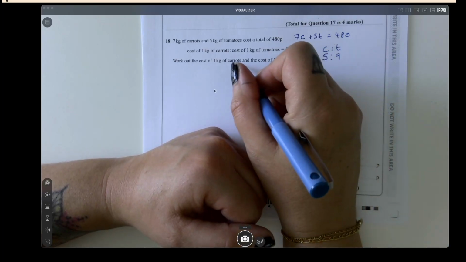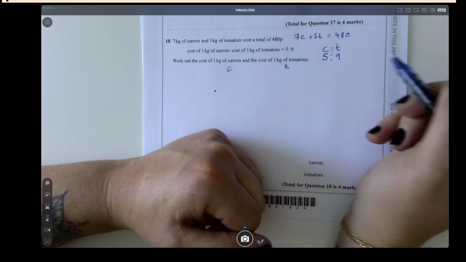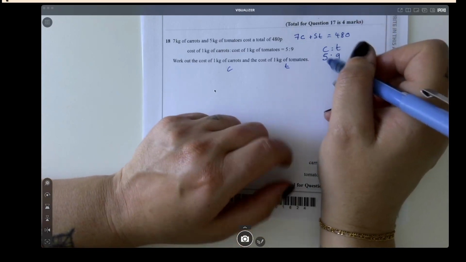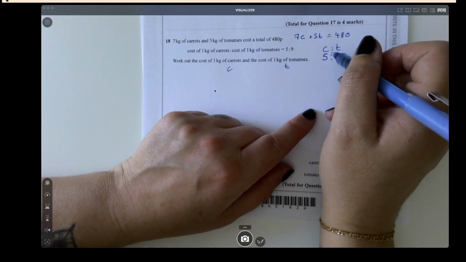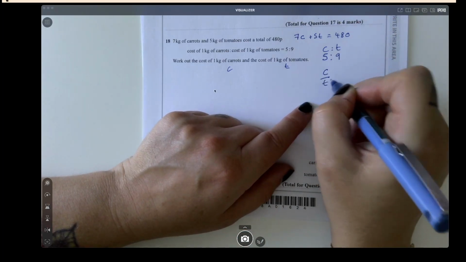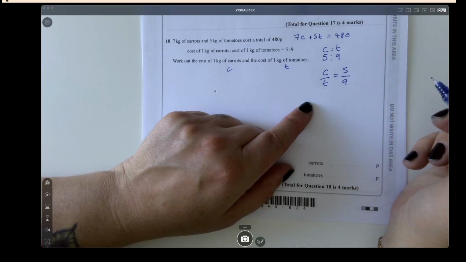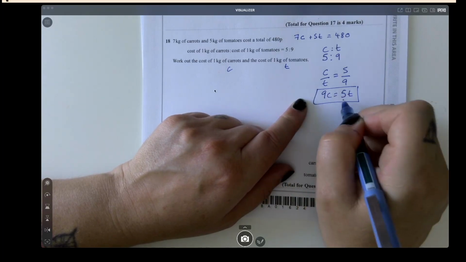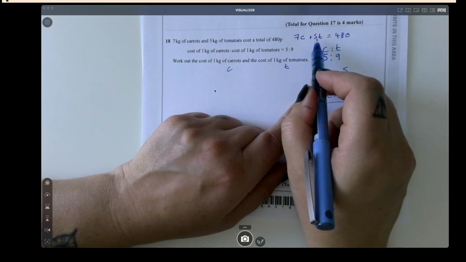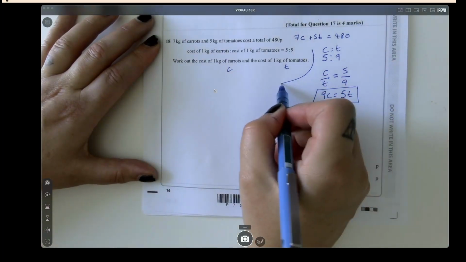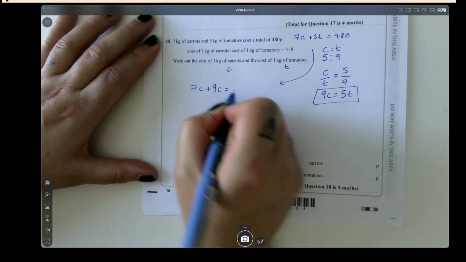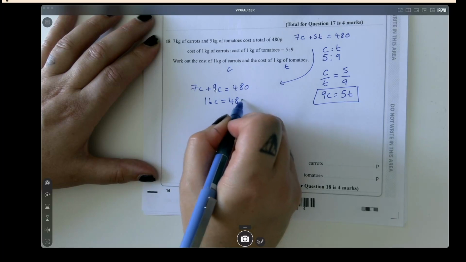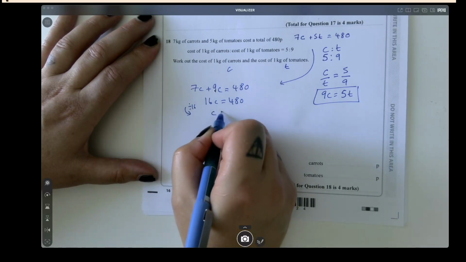So we're trying to find the value of C and T here. So I've got an equation here in terms of C and T, but let's see if I can make an equation in terms of C and T out of this ratio. So C divided by T is equal to 5 divided by 9, which means that 9C is equal to 5T. Well, if 9C is equal to 5T, I can replace 5T in this equation here with 9C. So 7C plus 9C is equal to 480. 7C plus 9C is 16C. So then if I divide by 16, C is equal to 30.